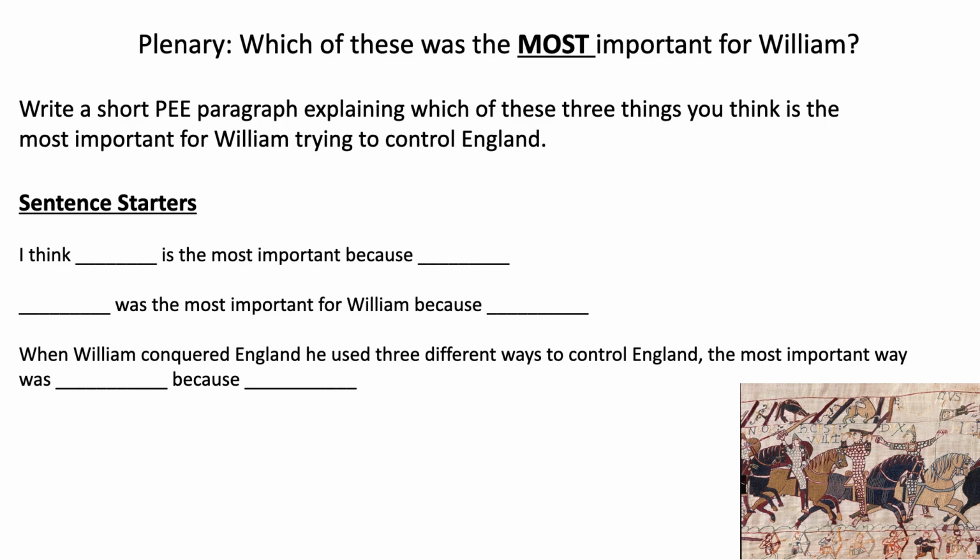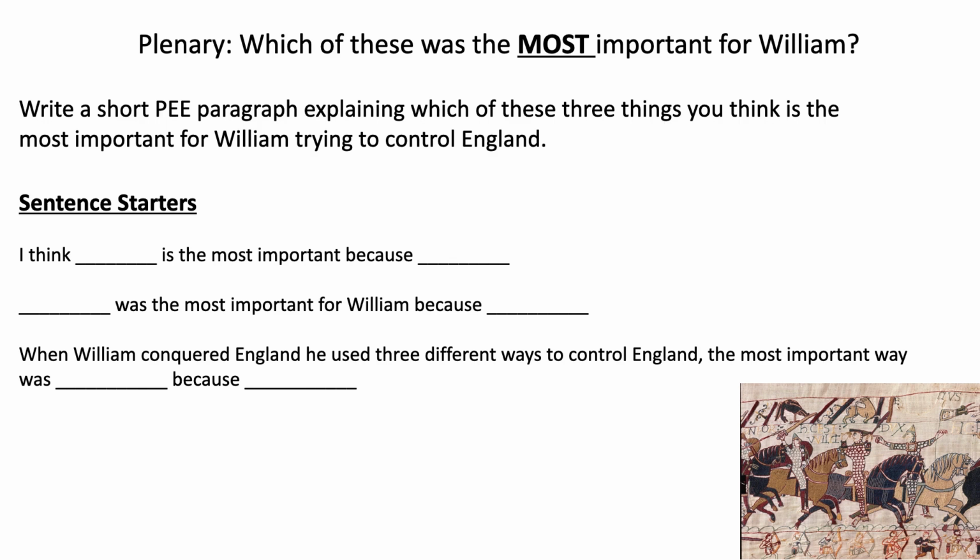And last, your plenary. You need to decide which of these was the most important for William. So write a short PEE paragraph explaining which of these 3 things you think is the most important for William trying to control England. So do you think the most important for William was the feudal system, the Doomsday Book, or castles? Any one of those answers is fine. There's no correct answer. This is your opinion, Year 7. I really want to stress that. It's your opinion. There's no right or wrong answer. All you have to do is give me one reason and then explain to me why.